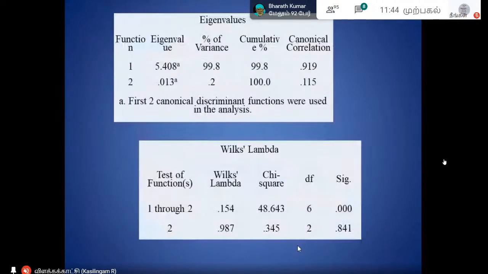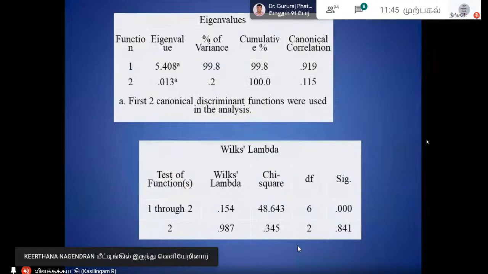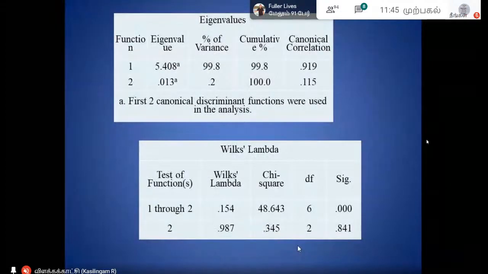Okay, so all these things are a little difficult. Very easy thing is chi-square. Now look at the chi-square, right? Can you see chi-square? Yes, sir. It's significant. Which one, sir? Chi-square, 1 and 2. So now, 1 is the significant.